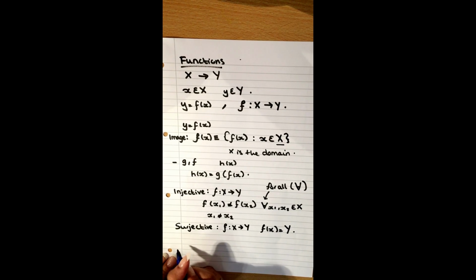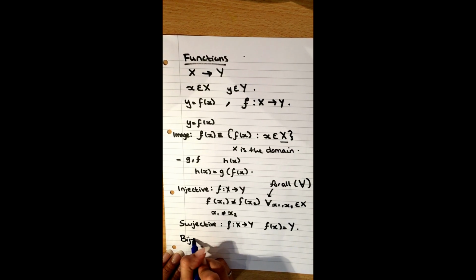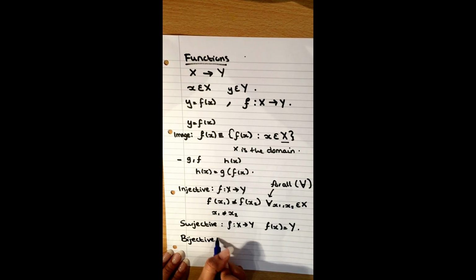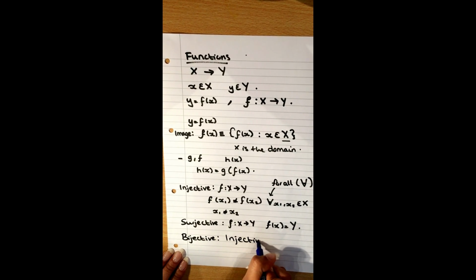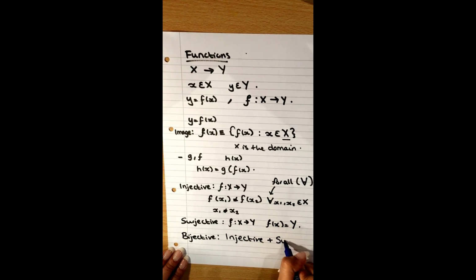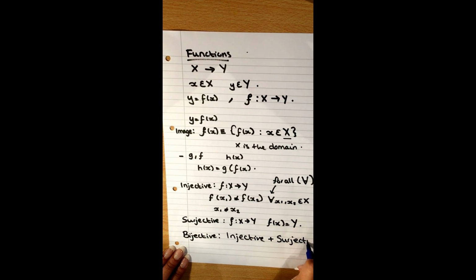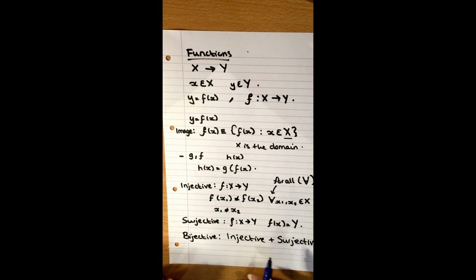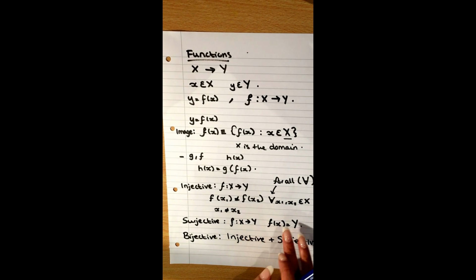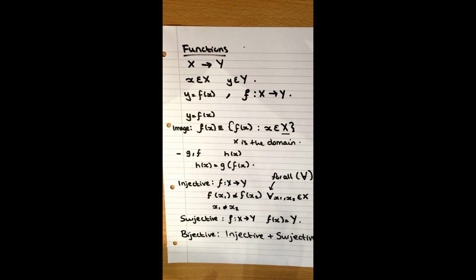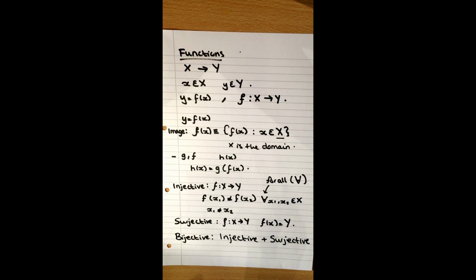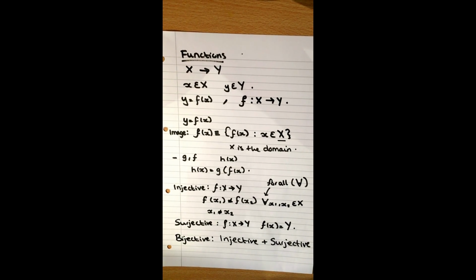A function is bijective if it is both injective and surjective. So then, instead of at least one x value, you change the definition to exactly one x value. So exactly one x value is mapped to by a y value.